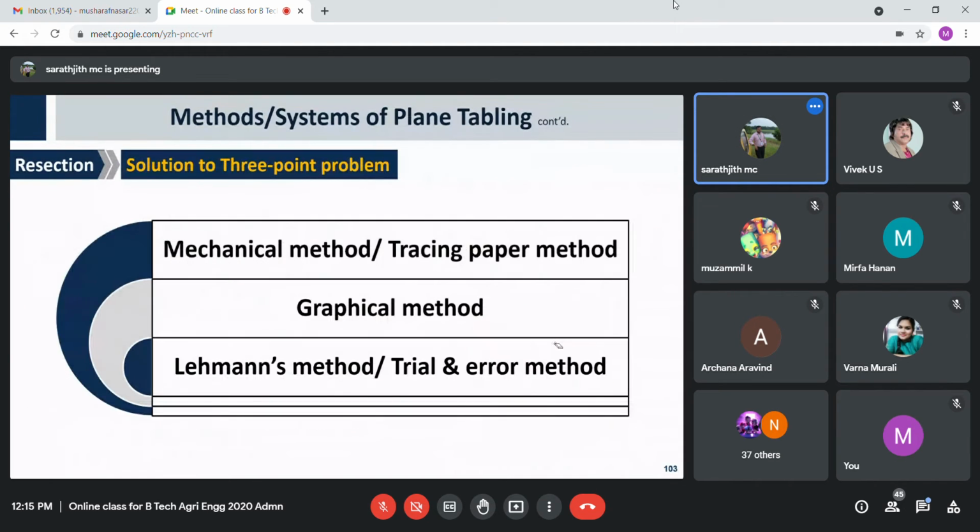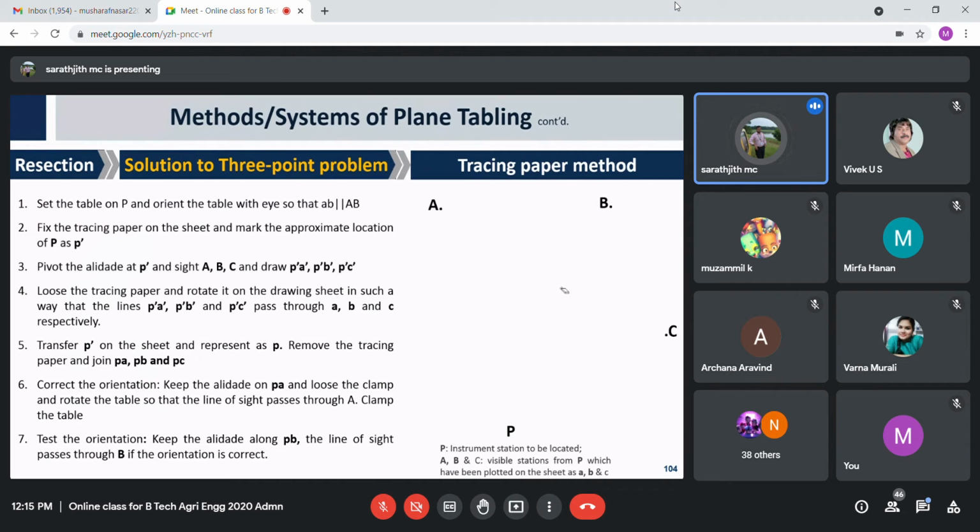There are three methods by which we can solve the three-point problem. The first is the mechanical method or the tracing paper method. The second is the graphical method, and the third is the Lehmann's method or trial and error method. We'll be discussing them separately. The first one is the mechanical method or the tracing paper method.